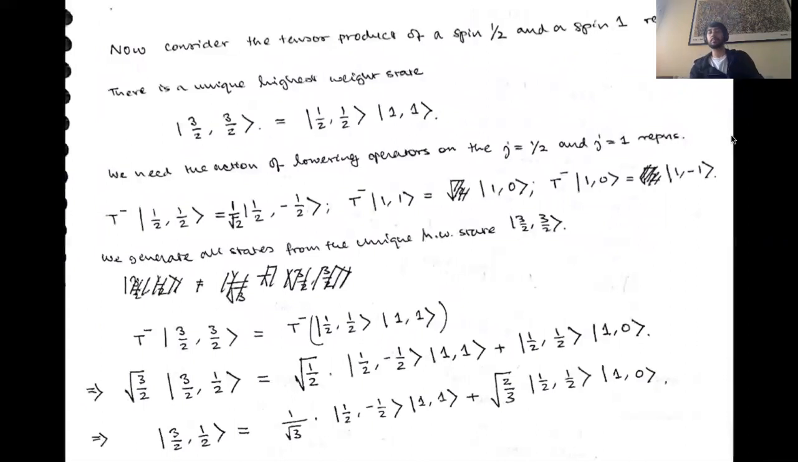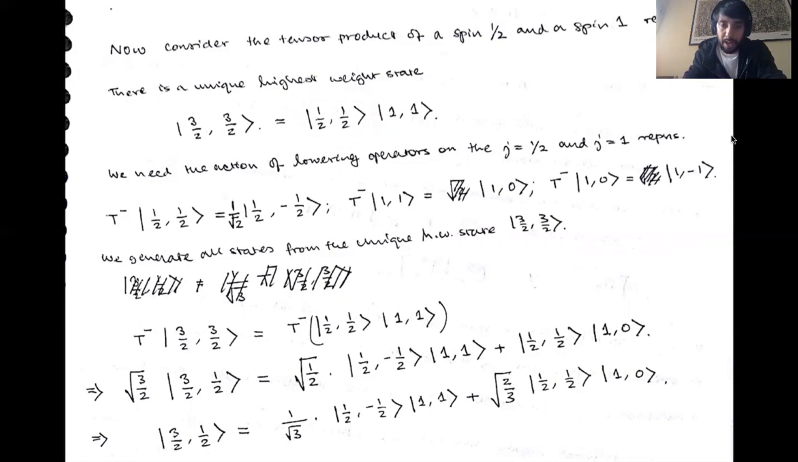You can now look at more involved things. Let's suppose we look at the product of a spin half with a spin 1. Okay, so this is a sort of unique highest weight state which we call 3 halves. That is a direct product of a half half with a 1 1. So if we do this, then we need the action of the lowering operators on the j equal to half and j equal to 1. So what does j equal to half do?